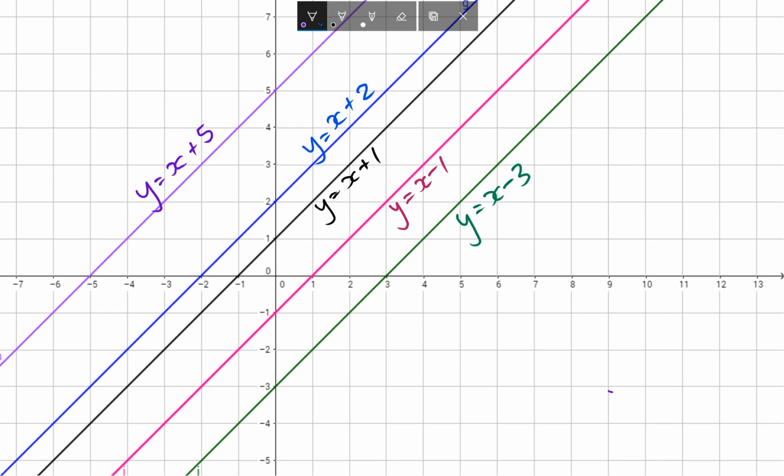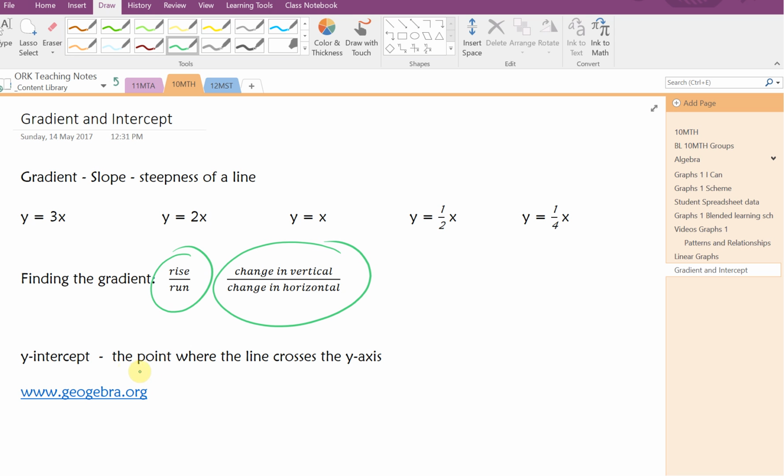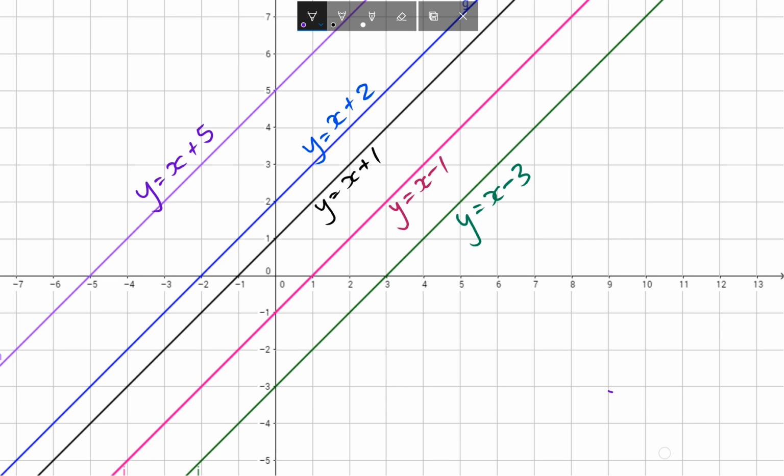Let's now have a look at y-intercept. So y-intercept is the point where the line crosses the y-axis. I've got a few lines here. They all have the same gradient. You can tell because the lines are parallel to one another. So if you have lines that are parallel, they have the same gradient.